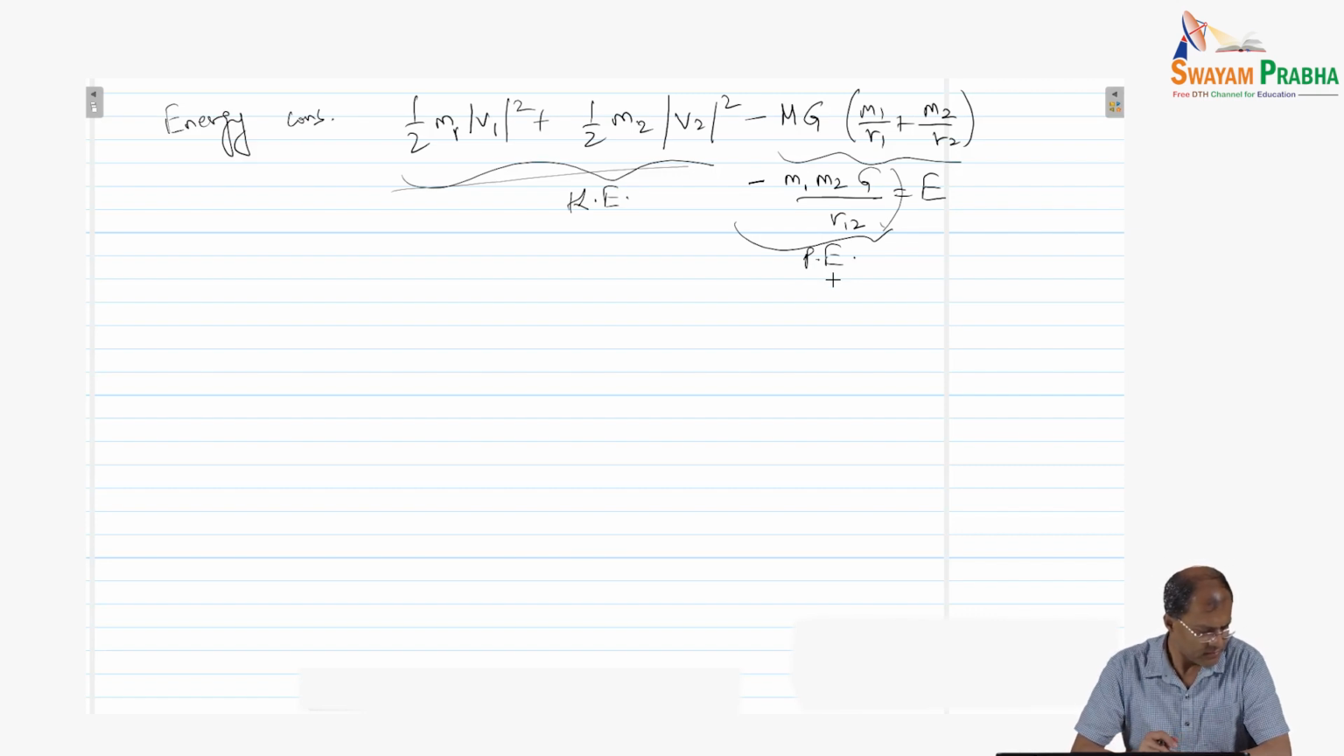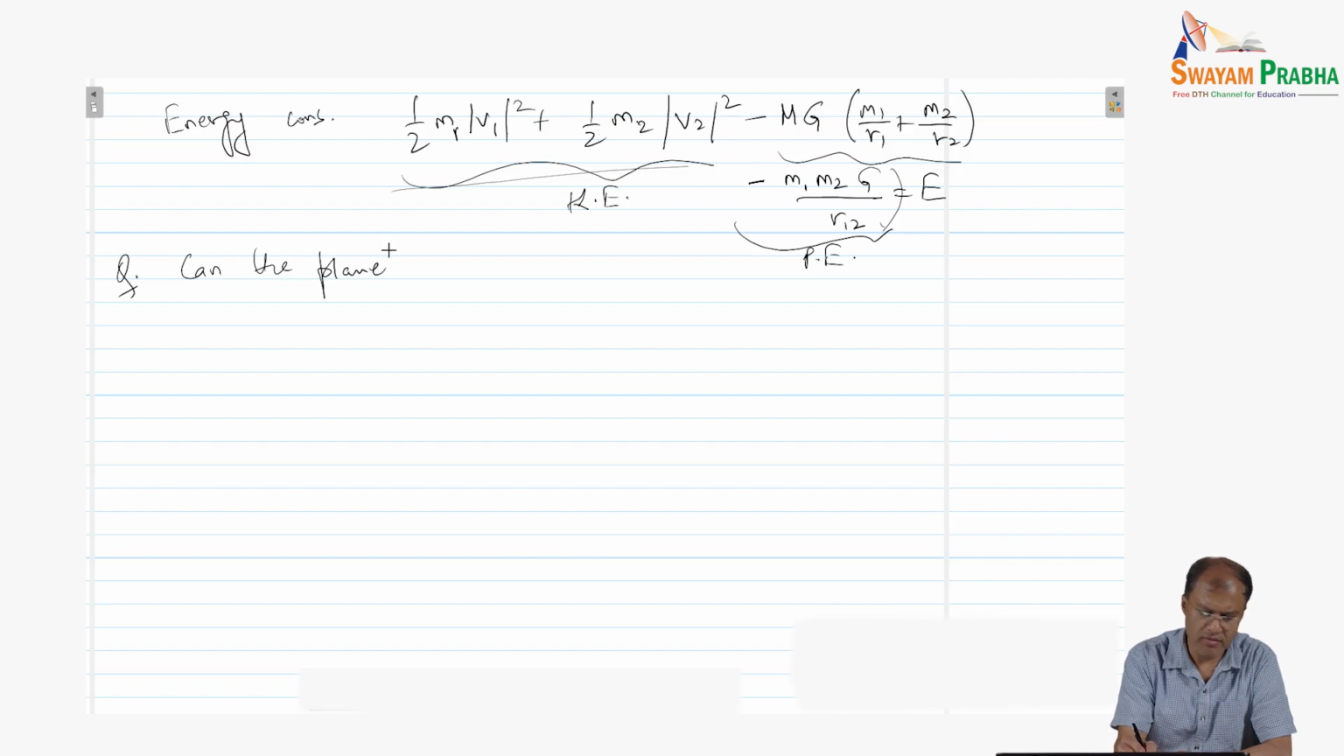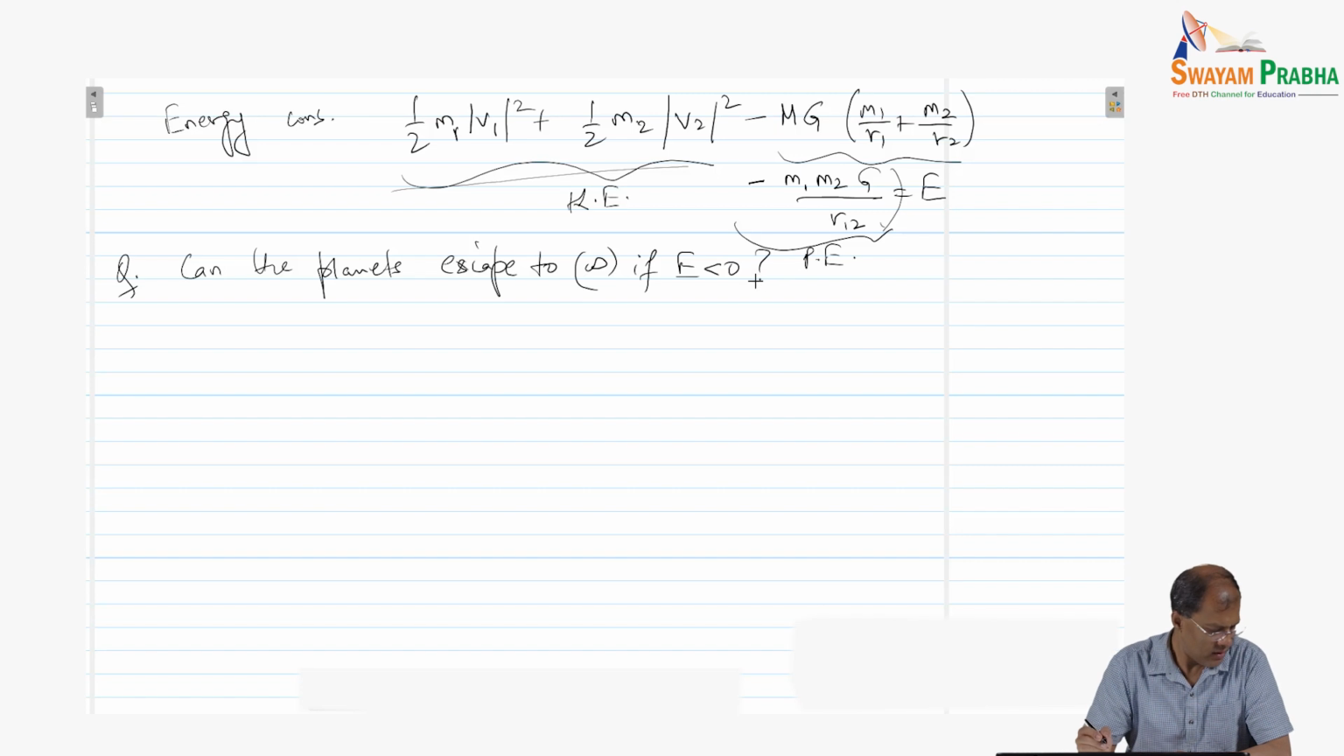Okay. A quick question I can ask is, typically in astronomy, we talk about the escape velocity, right? Or whether a planet can escape the gravitational field of the solar system or the gravitational field of the star cluster. So this question that typically is asked in astronomy is, can the planets escape to infinity if E is less than 0, right?